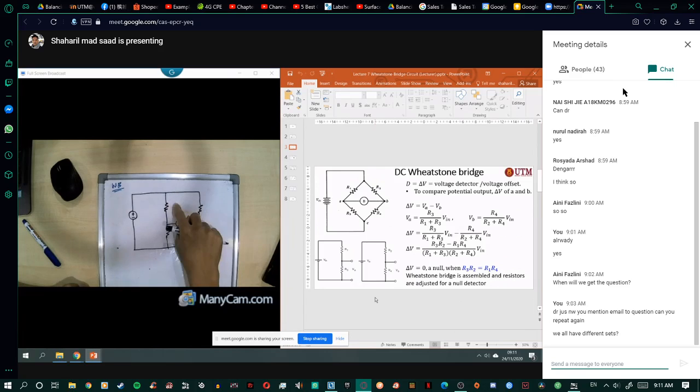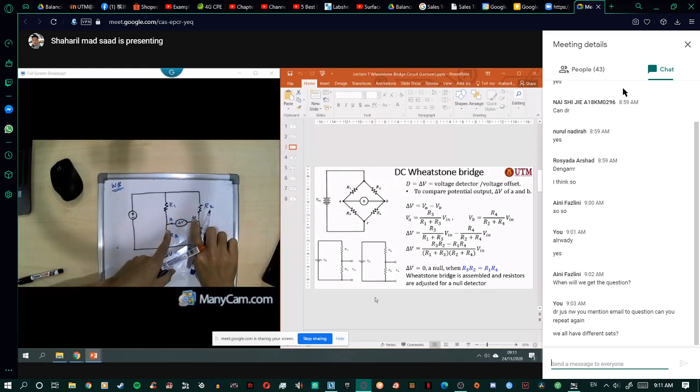So there are 4 resistors, 1, 2, 3, 4. Let's follow that: R1, R2, R3, and also R4. So what is inside this one? This is terminal A and also terminal B, point A and point B. Inside this one, we call it the offset voltage, delta V. This is where you put your multimeter, at this point A and B. And of course you have the supply voltage, which is V in.